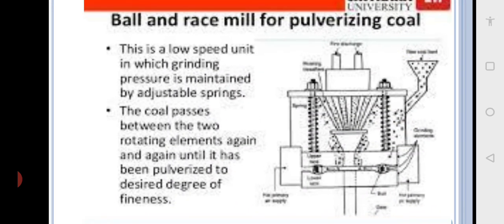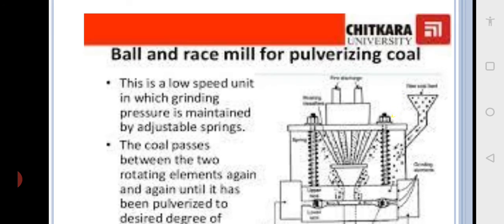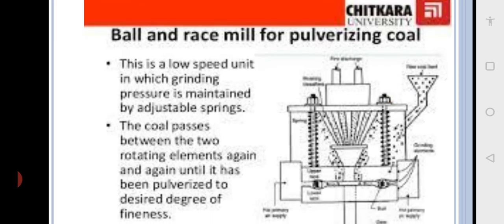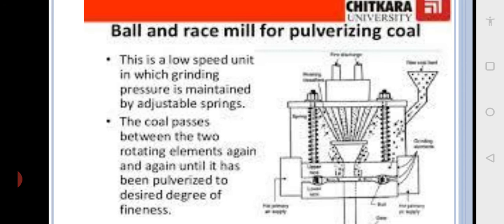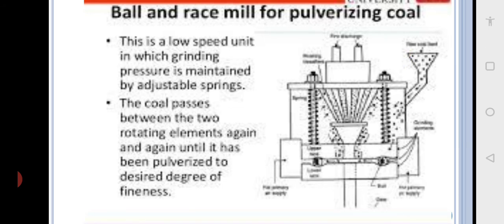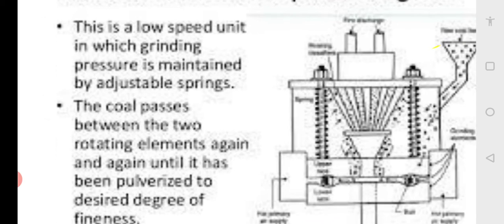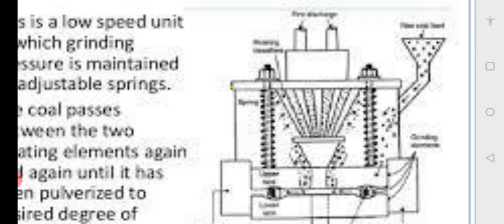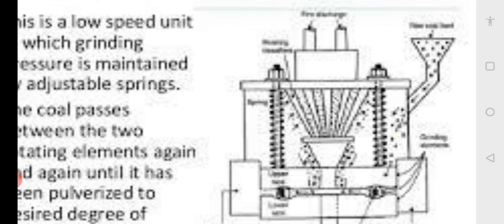So this is again the same from the net that I had taken, so you will understand, from Chitkara University. This is a low speed unit in which grinding pressure is maintained by adjusting the springs. The coal passes between the two rotating elements, one stationary and the other rotating, till it is pulverized to the desired degree of fineness. You can see here very nicely it is shown. Coal hopper, coal falls in between the two races, is pulverized, and from the center it is taken.